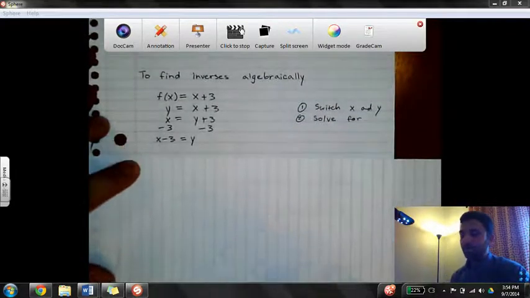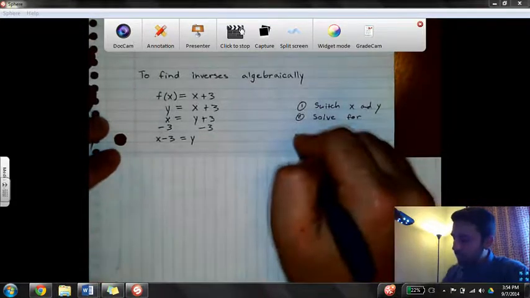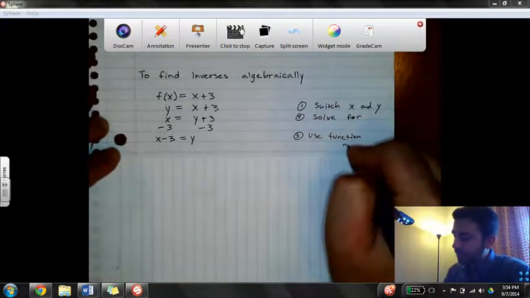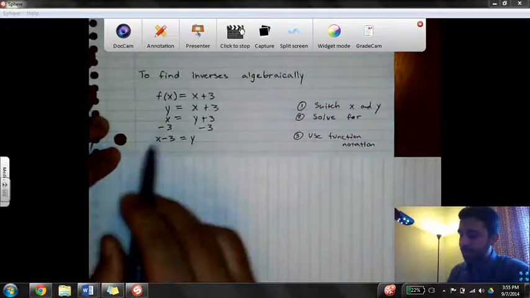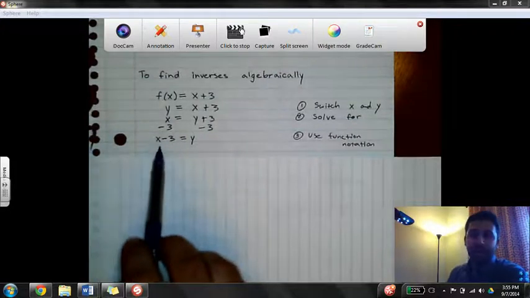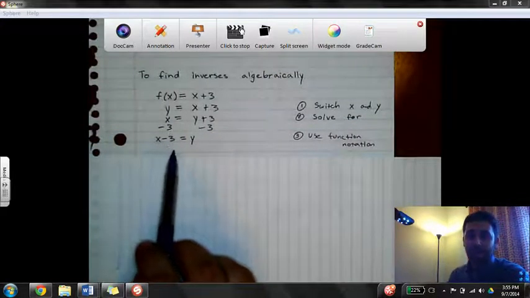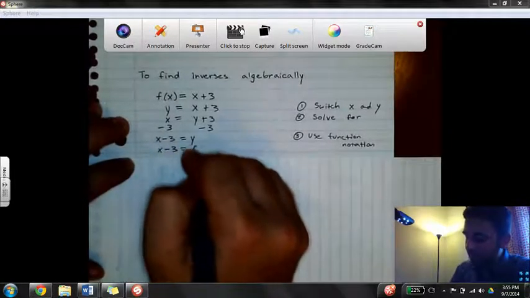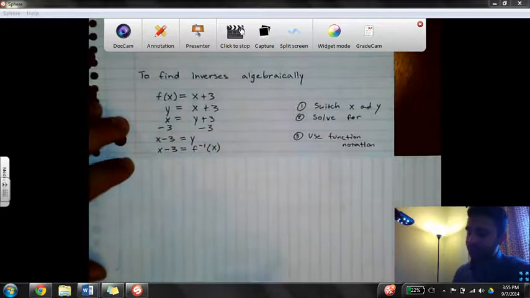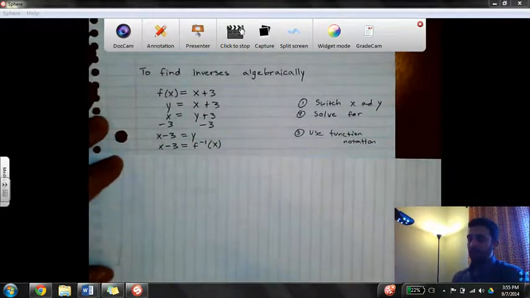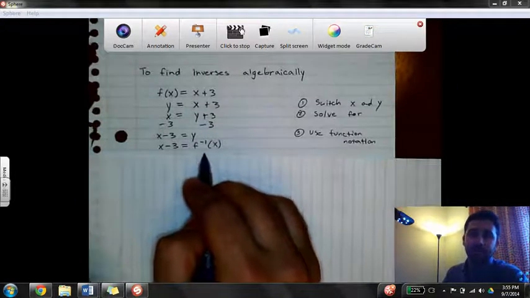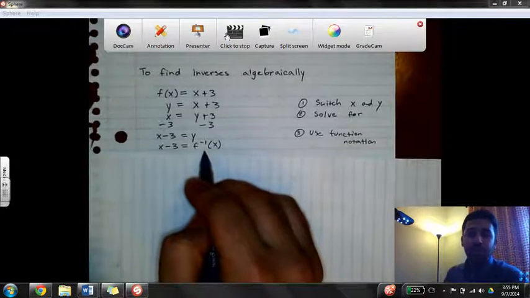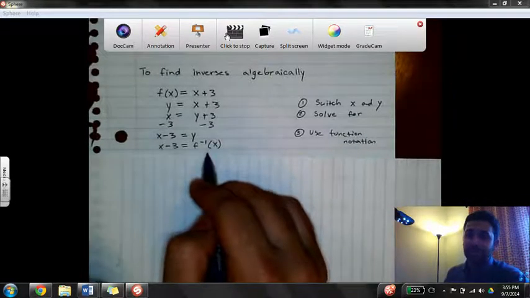Now, before I say I'm done, we need to use function notation if this is a function. Since we know that x minus 3 will graph a line and lines are functions, I can rewrite this to say the inverse function. I want to stress the importance of using function notation, but make sure that when we're using function notation, we're using it when our inverses are actually functions. So that is something to check for.